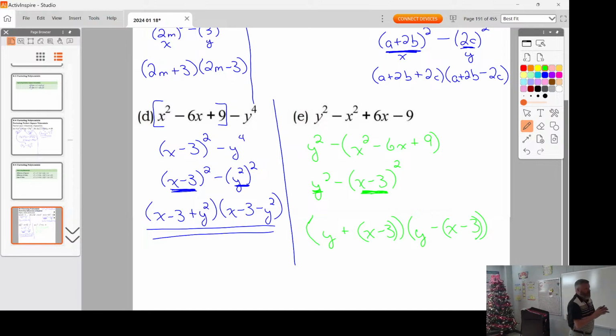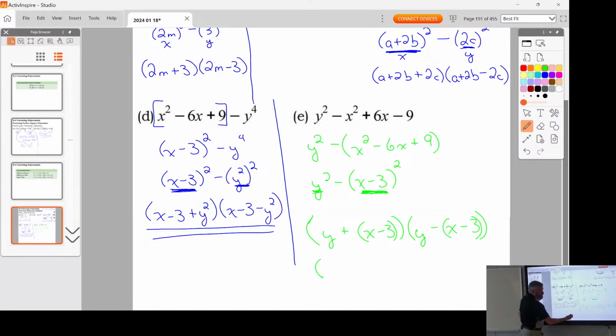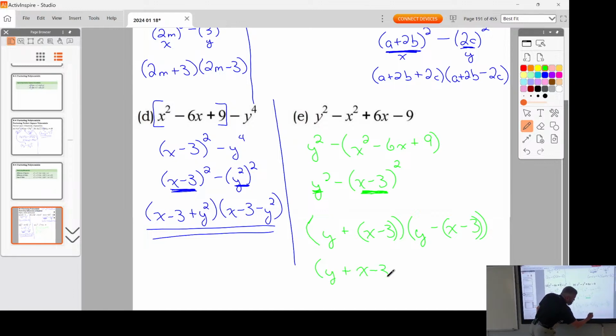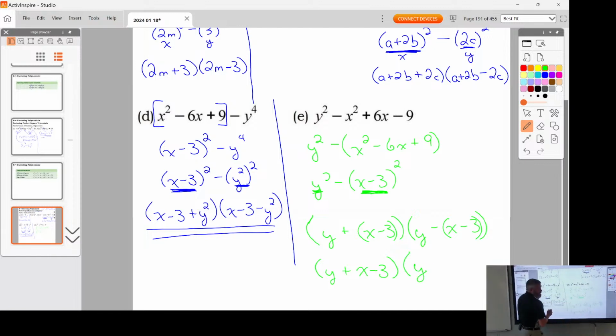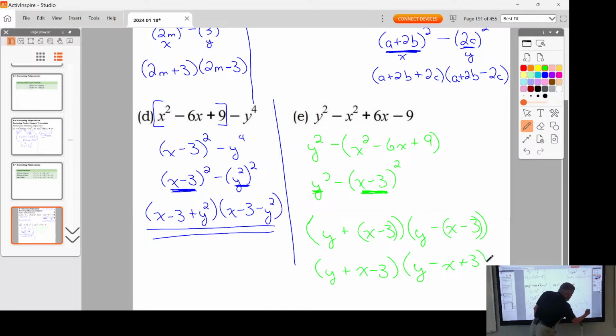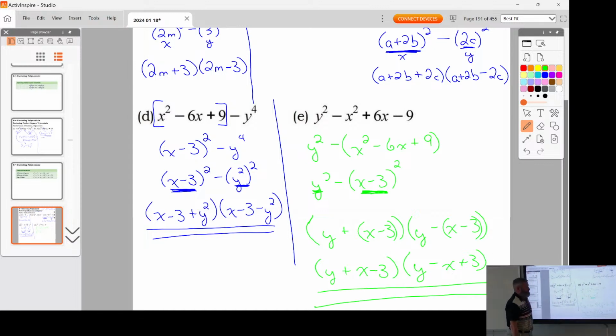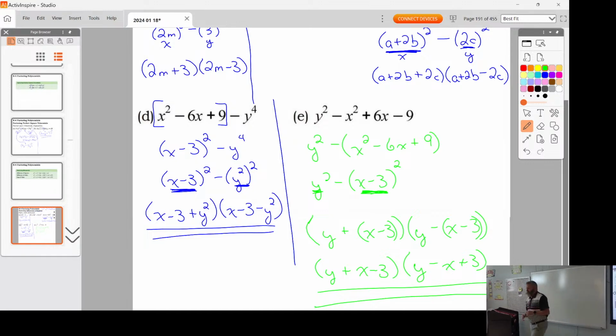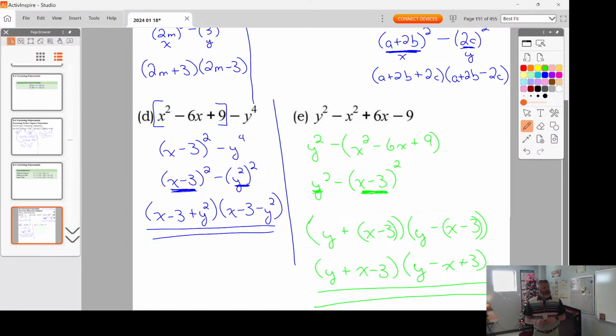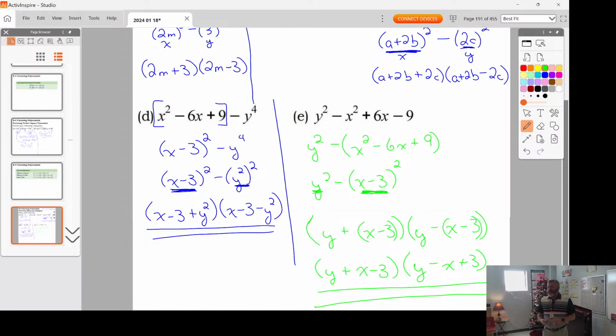Okay? Now let's write the final answer. The first group, I can drop those parentheses. y plus x minus 3. The second group becomes y minus x plus 3. If you wanted to write the x first, you could do that. If you wanted to factor out a negative 1 in that last group to make that x a positive term, you could do that. I would just leave it right here, though.